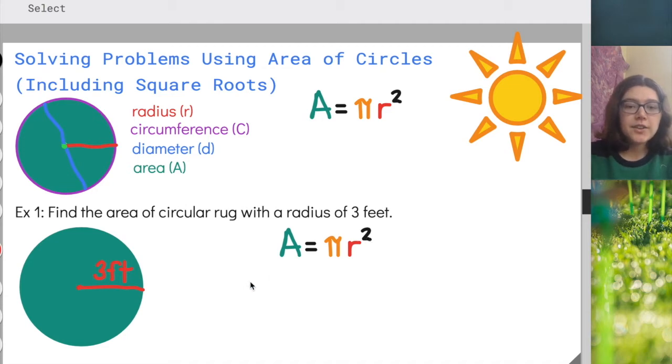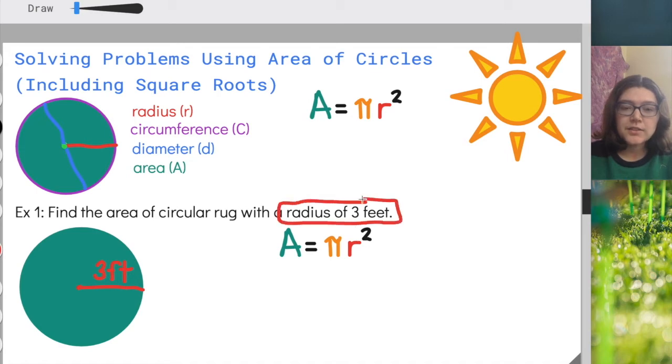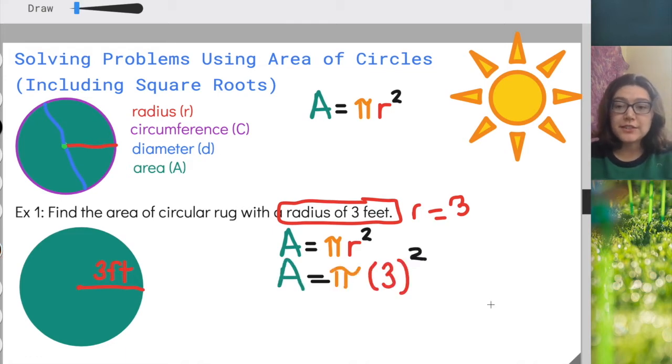Okay? All right, so let's fill in, just like we did with the circumference, the information that we are given. We are told that the radius is 3 feet. Okay, so that means r equals 3. So I can rewrite my formula, but I'm going to substitute in 3 for r. When I substitute 3 in for r, this is what it looks like. The only thing that changed is that r position. Okay, so now I just need to evaluate that.